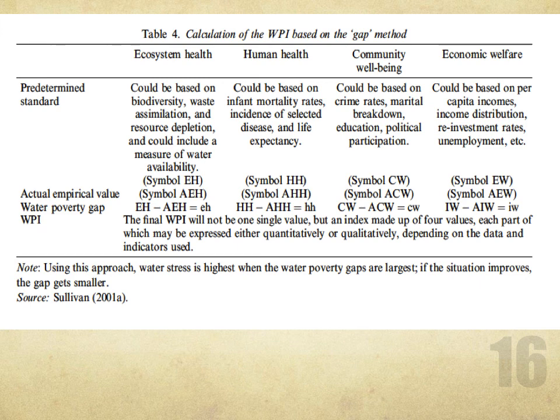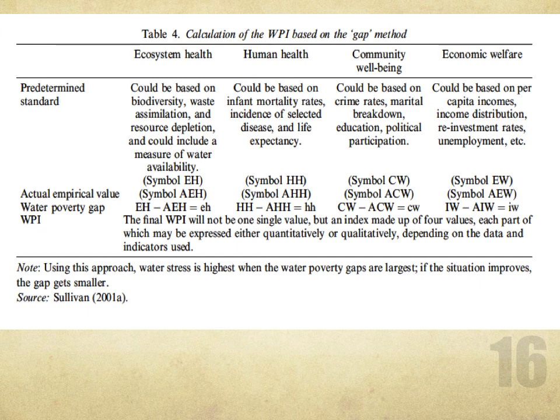She also gives symbols for that, and likewise for human health, likewise for community well-being, likewise for economic welfare. She talks about how these predetermined standards could be decided. So for the standards of ecosystem health, the symbol is EH. For human health, the symbol is HH. For community well-being, the symbol is CW, and for economic welfare, it is simply EW.